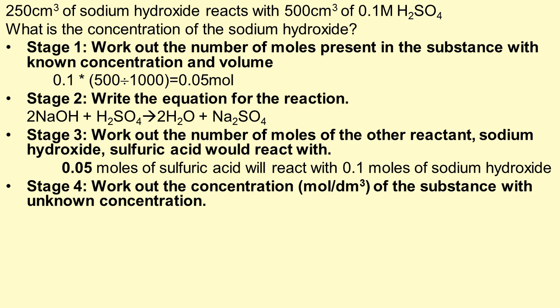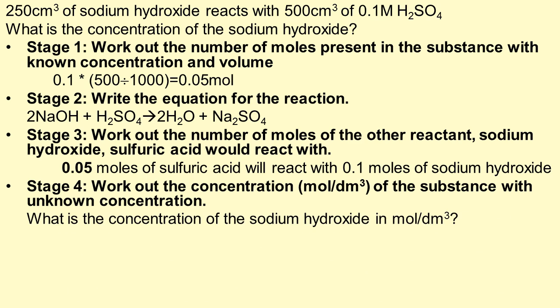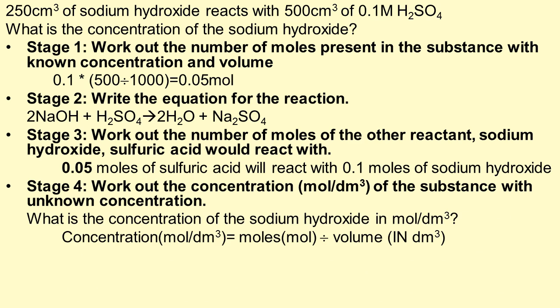Stage 4, we need to work out the concentration of the substance with unknown concentration. Concentration is equal to moles divided by volume. So again, we take our number of moles and divide by our volume, again making sure we convert centimeters cubed to decimeters cubed, and we get a concentration of sodium hydroxide of 0.4 moles per decimeter cubed.